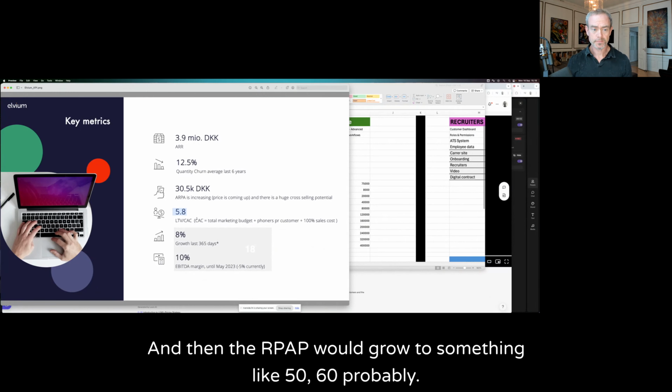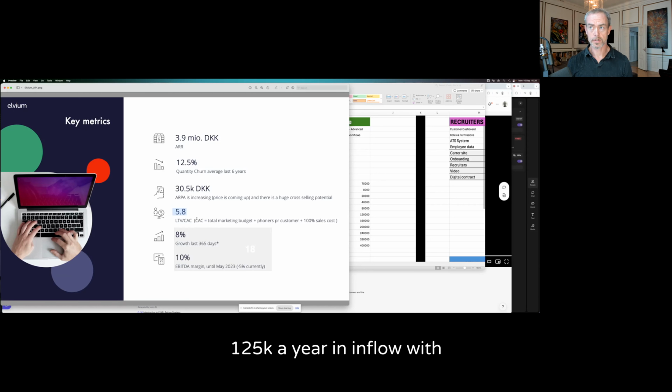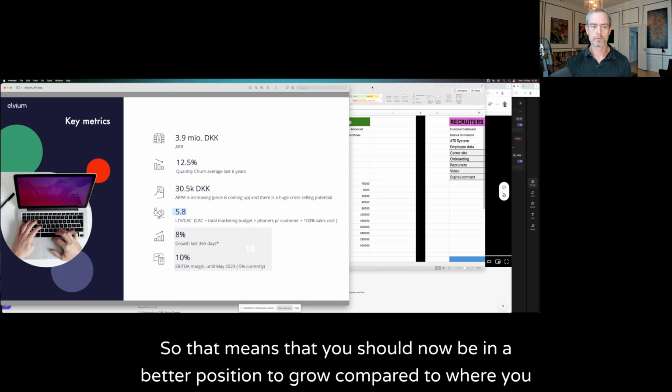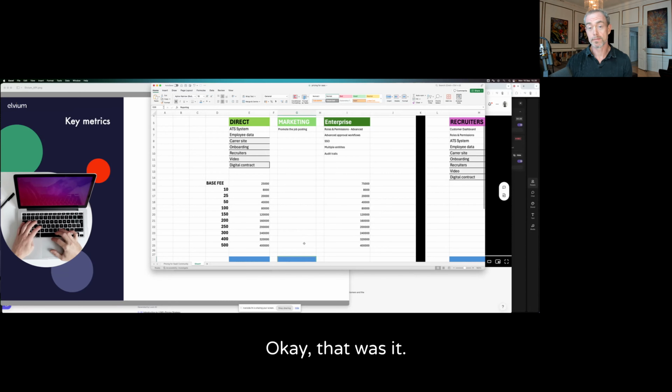And then the ARPA would grow to something like 50, 60, probably. And then hopefully that also means that you would go to 125K a year in inflow with around 10% churn long term. So that means that you should now be in a better position to grow compared to where you were. Okay, that was it.